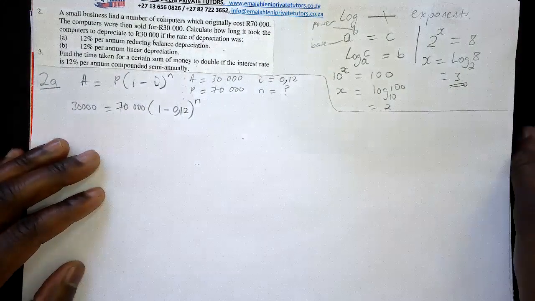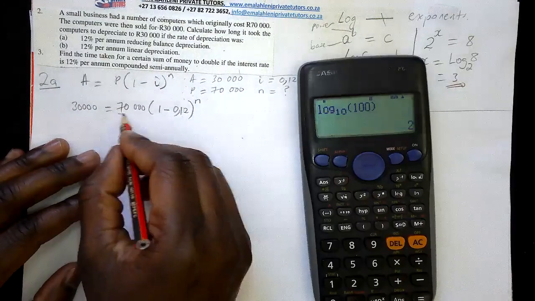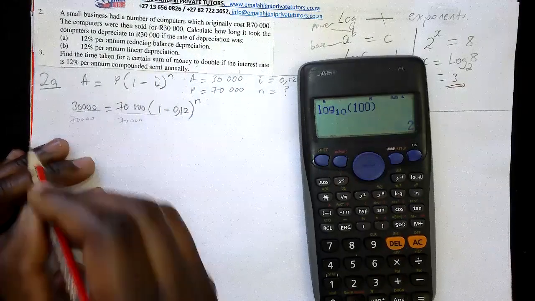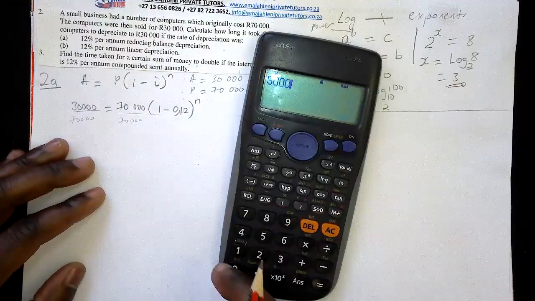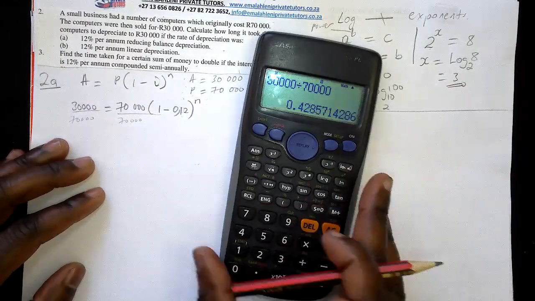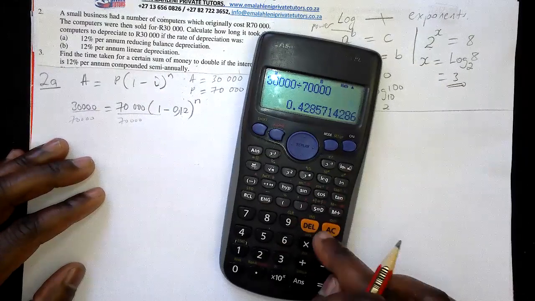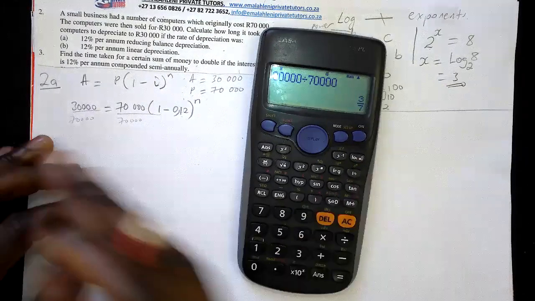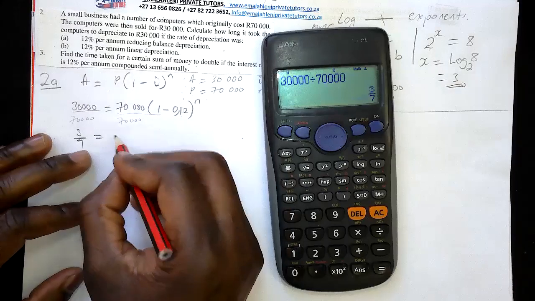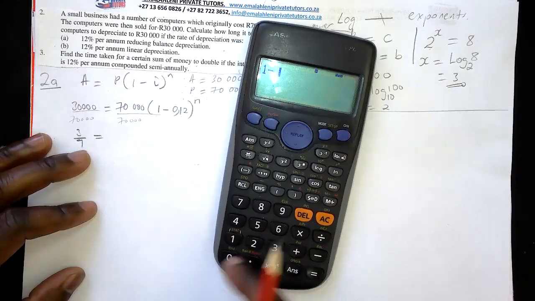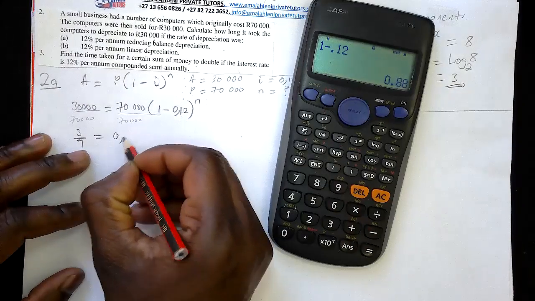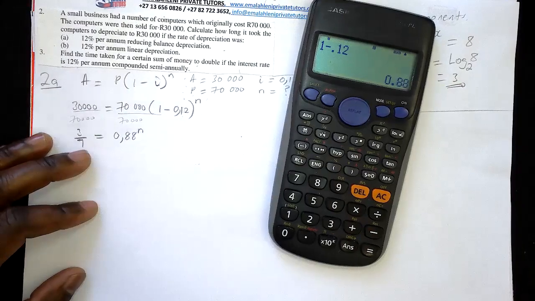Now what are we getting? We divide both sides by 70,000 because we want to get rid of 70,000 on that side. So we say 30,000 divided by 70,000. What do we get? We get 0.42. We can even put it as a fraction, 3 over 7, is equal to 1 minus 0.12, which gives 0.88, to the power of n.